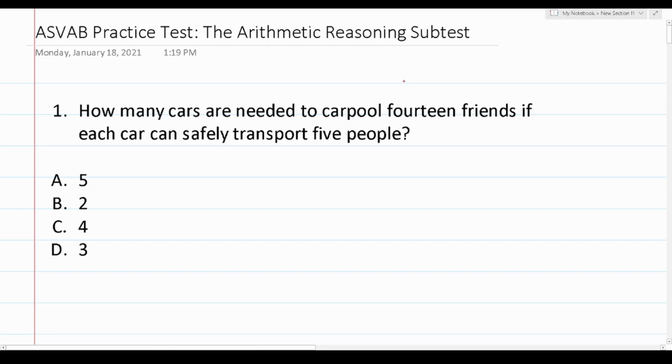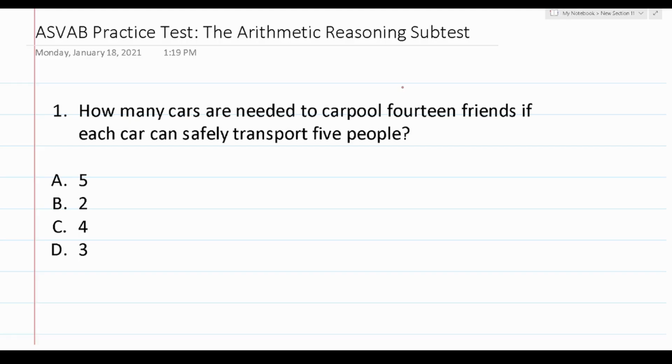In today's video, I'm going to be working out some practice problems that should closely mirror what you'll see on the Arithmetic Reasoning Subtest of the Armed Services Vocational Aptitude Battery, that is the ASVAB. As a reminder, you're not permitted to use a calculator or a reference sheet on the ASVAB, so as you take this practice test, it's in your best interest to not make use of those resources.